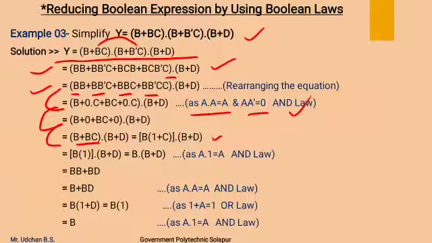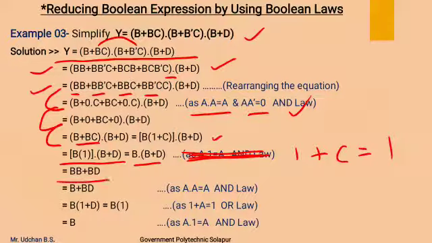Now as we know, 1 plus c gives you 1. So the equation will become b into b plus d. After multiplying, we get bb plus bd.